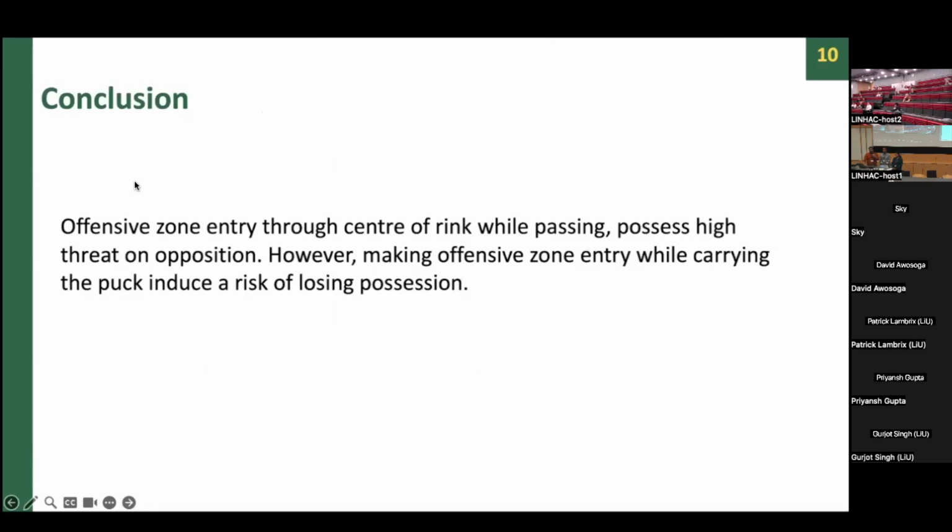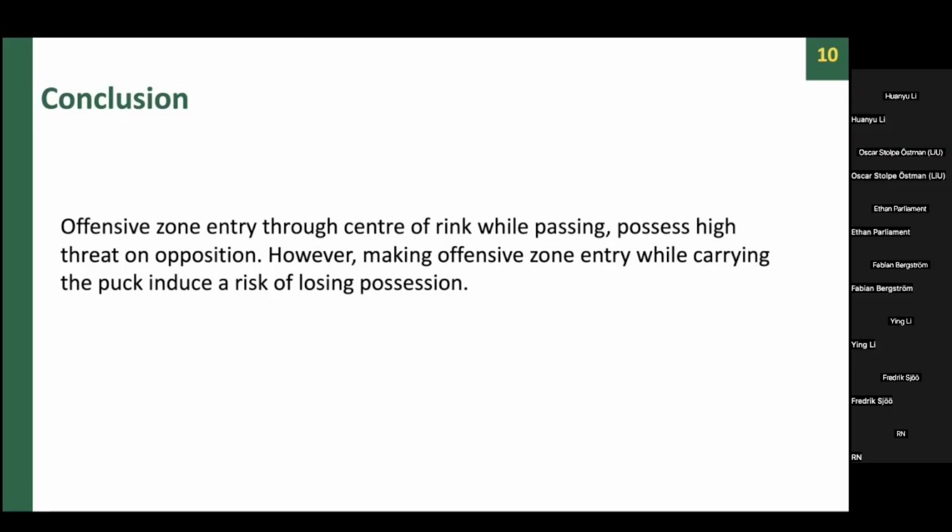So what we conclude is that an offensive zone entry through the center of the rink while passing the puck has higher threat on the opposition, while if we make the offensive zone entry from the sides of the rink while carrying the puck, it even induces a loss of possession of the puck, so it will induce a risk of losing possession.